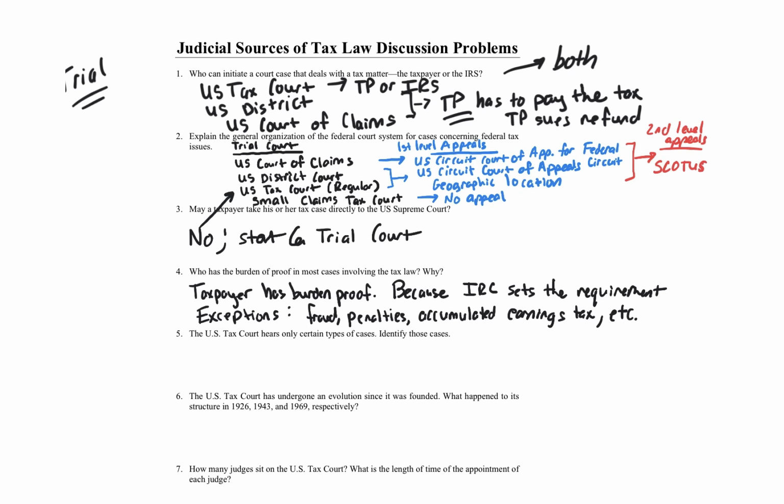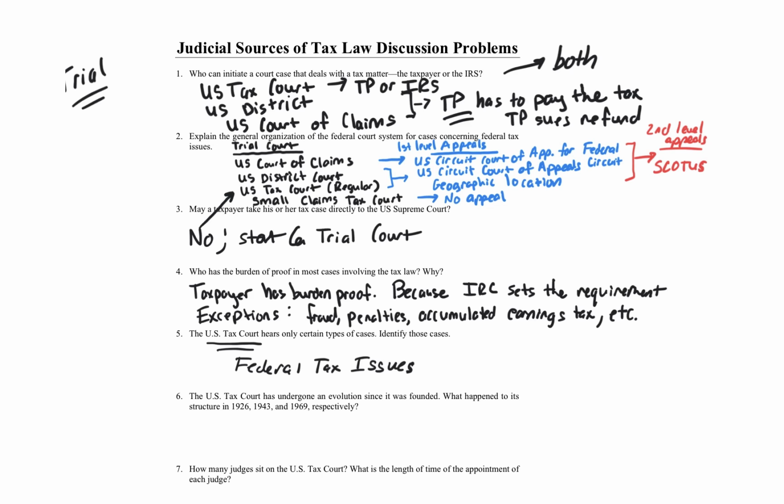The U.S. Tax Court hears only certain types of cases. Identify those cases. This one's really easy. So it's the U.S. Tax Court. It only hears federal tax issues. It doesn't hear state tax issues, only federal tax issues. It doesn't hear any other U.S. Code, only the federal tax, only Title 26.